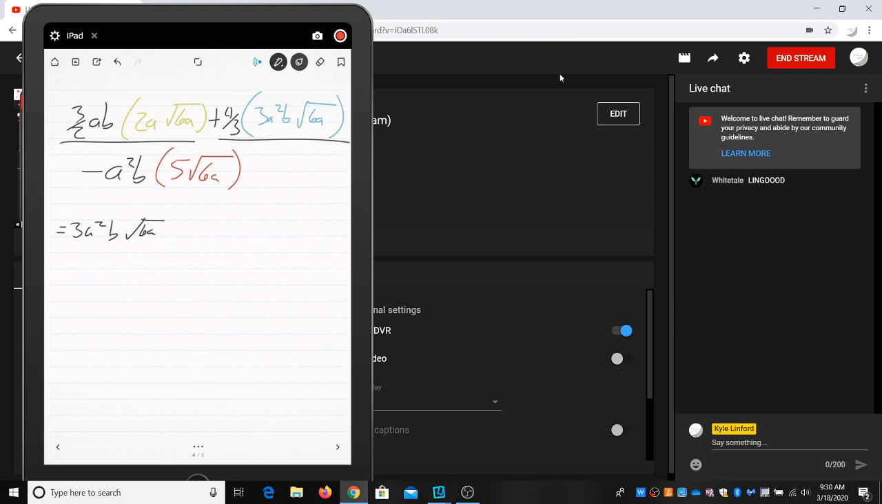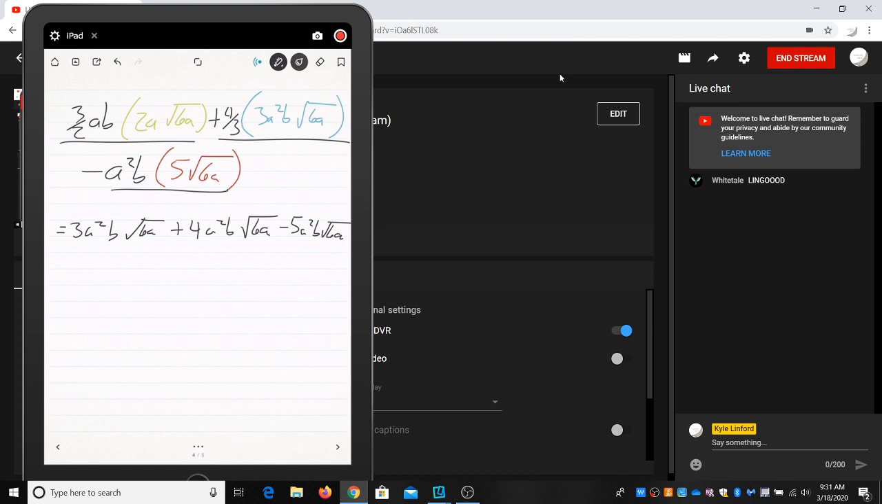Now let's go about multiplying these. 4/3 times 3 is just 4. Then we have the a squared and b. Those are left there, and the 6 root 6a. And then minus, well, nothing really simplifies down here, so we're just left with 5a squared b root 6a.